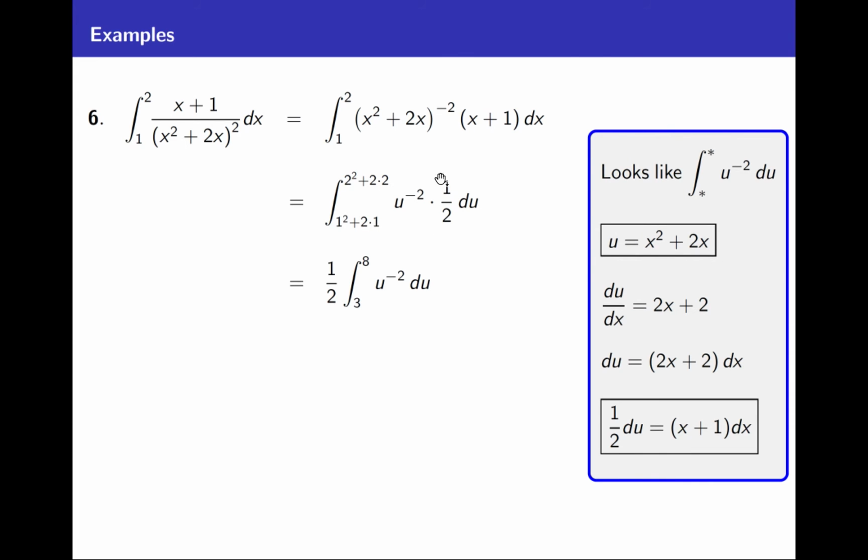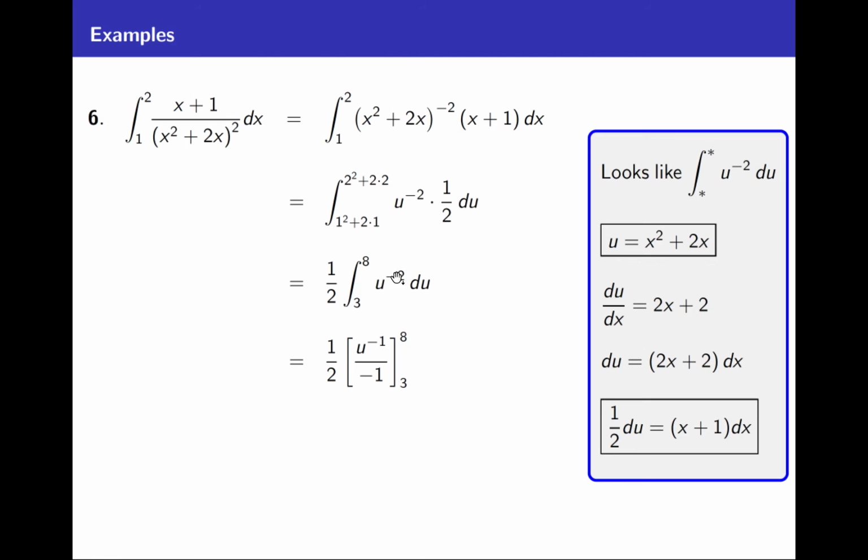So then we factor out the 1/2. 1 squared plus 2 times 1 is 3. 2 squared plus 2 times 2 is 8. So now we've got this integral, 1/2 integral from 3 to 8, u to the minus 2 du.